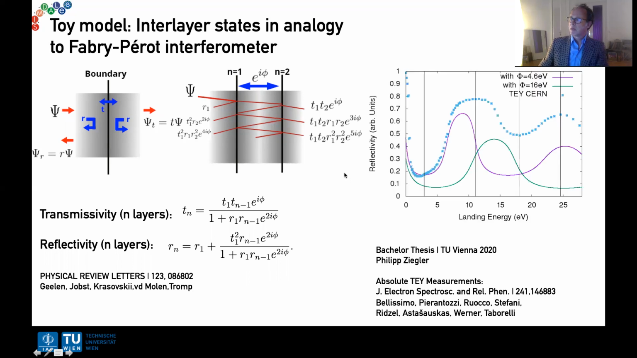as is shown here. And the result of such model calculations is compared here with absolute measurements of the total electron yield measured by Alessandra Bellissimo at CERN. And you can see, depending on the phase shift that you choose, corresponding to the work function or the inner potential, you get different results, but they qualitatively reproduce these oscillations that you see in the total electron yield. So this region here corresponds to these interlayer states, which couple very well to the vacuum states, and therefore the reflectivity is very low.